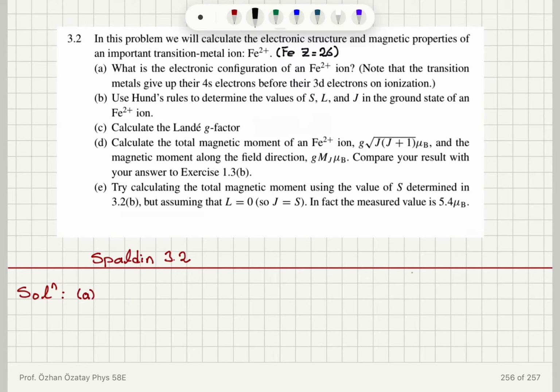Now, if I write the electronic configuration of iron, which has atomic number 26, this is 1s2, 2s2, 2p6, 3s2, 3p6, 4s2, and 3d6.